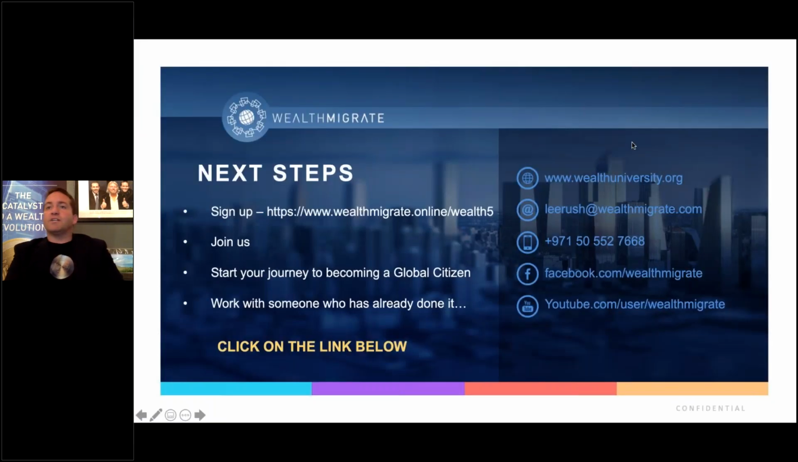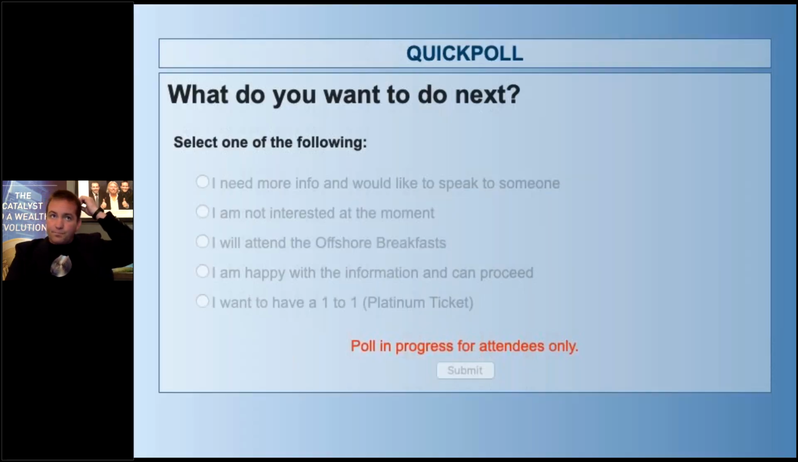And then, what I'm interested in is where and what people are interested in terms of the different opportunities. Then in terms of what you want to do next, you've got the next steps up on the board, and you can see there: I need some more info, I would like to speak to someone, I'm not interested at the moment, I'll attend the offshore breakfast, I'm happy with the information and can proceed, I want to have a one-to-one, so a platinum ticket, and I'm just interested. Your time is extremely valuable, and most importantly for us, the more you let us know what you want, the more we can actually help you achieve what you want in terms of where the world is going.